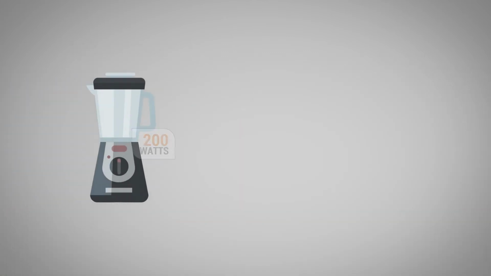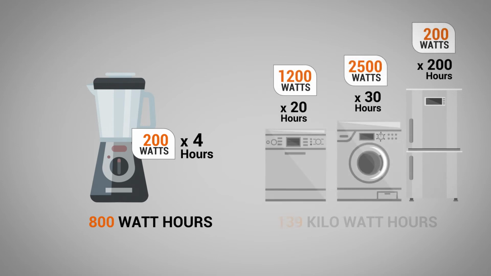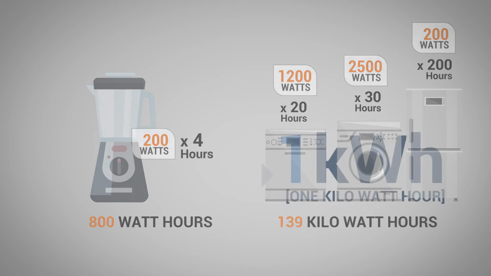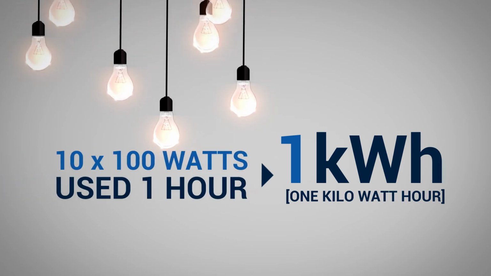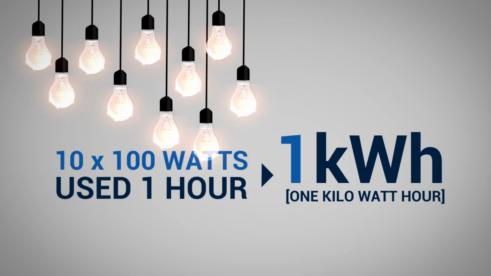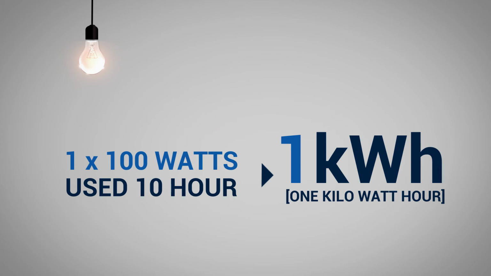In small amounts, we measure energy in watt-hours. Energy sized for a household, we measure in thousands of watt-hours or kilowatt-hours. Let's illustrate this with a couple of examples. A kilowatt-hour is 1,000 watts used over 1 hour. If you burned 10 100-watt bulbs for 1 hour, you would use 1 kilowatt-hour of energy. Or if you forgot to turn off a single 100-watt bulb for 10 hours, you would also burn a kilowatt-hour of electricity.